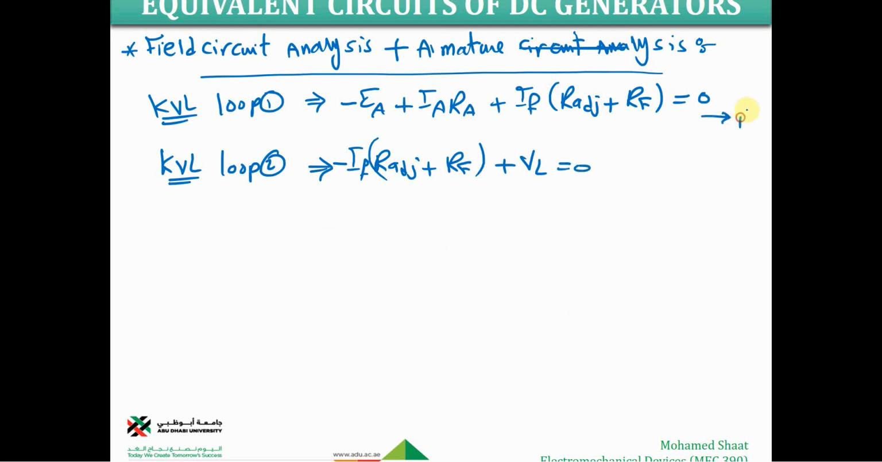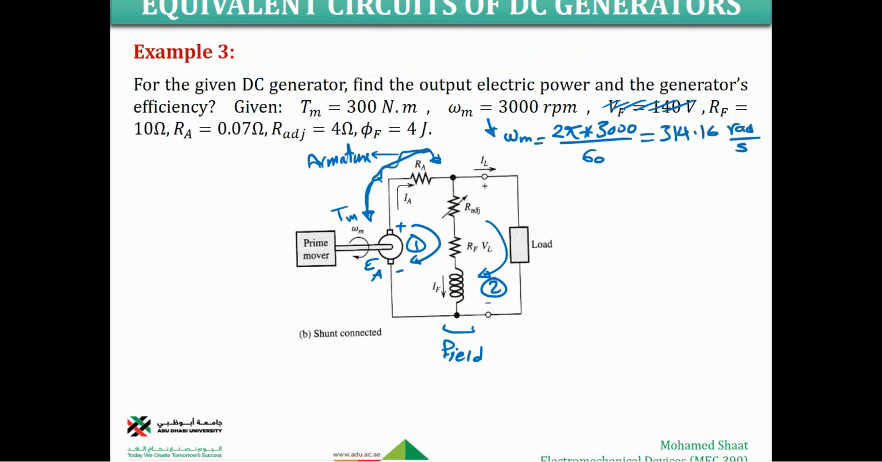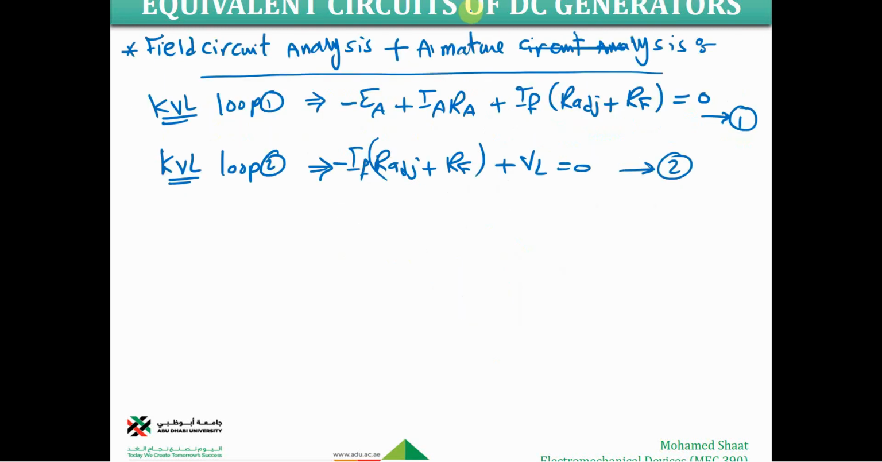And this is going to give us the first equation, and this is going to give us the second equation. So we have here two equations in two essential unknowns that we are seeking, which are VL and IL. Remember that we need two unknowns, so we have to find them. But for example, to find VL, you should have an idea how much is IF, which is the field current. In addition, we should have an idea how much is the IA, how much is the EA.